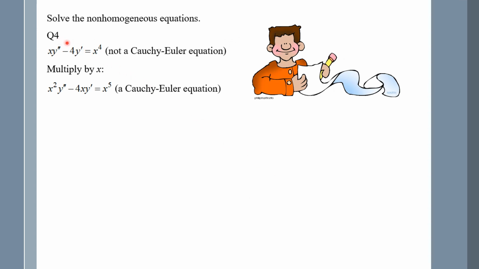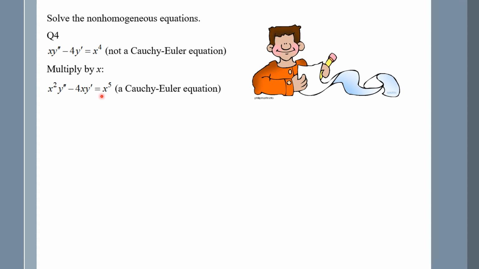Question number 4. xy double prime minus 4y prime equals x to the power of 4. If you look at this equation, it is not a Cauchy-Euler equation, but we can actually transform it to a Cauchy-Euler equation by simply multiplying the whole equation by x. So we get x squared y double prime minus 4xy prime equals x to the power of 5. So this equation now fulfills the characteristic of a Cauchy-Euler equation. We are going to learn how to solve this Cauchy-Euler equation.